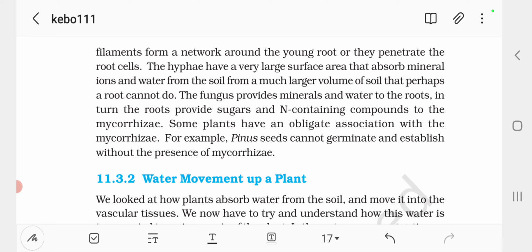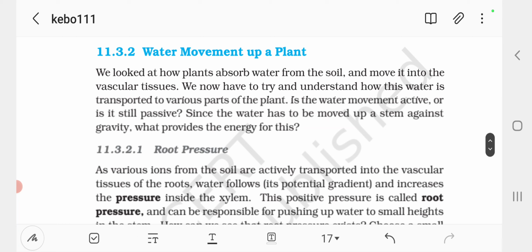Some plants have an obligate association with the mycorrhizae. For example, Pinus seeds cannot germinate and establish without the presence of mycorrhizae. 11.3.2 Water movement up a plant.